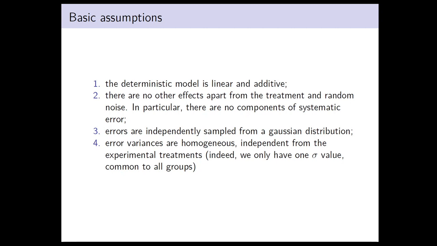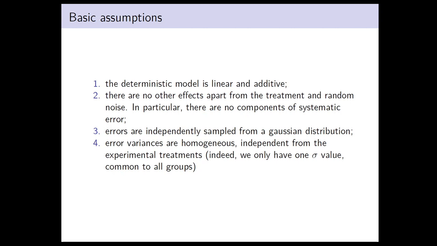Okay, so that's important. Then third, errors are independently sampled from a Gaussian distribution. So the observations need to be independent. You remember the experimental design. So we are really assuming that the experiment was done properly.